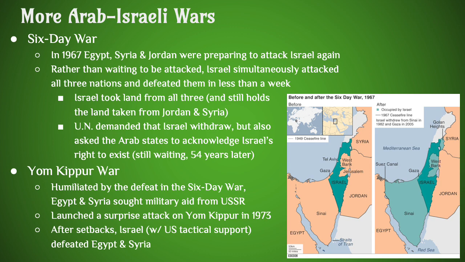In 1967, you see Egypt and Syria and Jordan all preparing to attack Israel again. Israel received the intelligence that this war was coming, and they made a decision to simultaneously attack all three of those nations at the same time, which they did, and they defeated them all in less than a week, which is why it's called the Six-Day War. Israel ended up taking land from all three and still holds the land that they took from Jordan and Syria in 1967. The UN demanded that Israel withdraw, but they don't have the ability to really back up their demands.